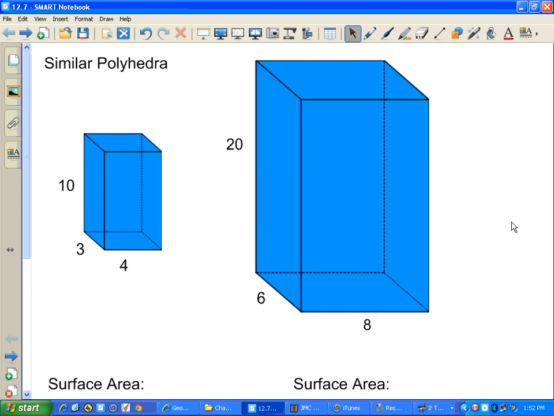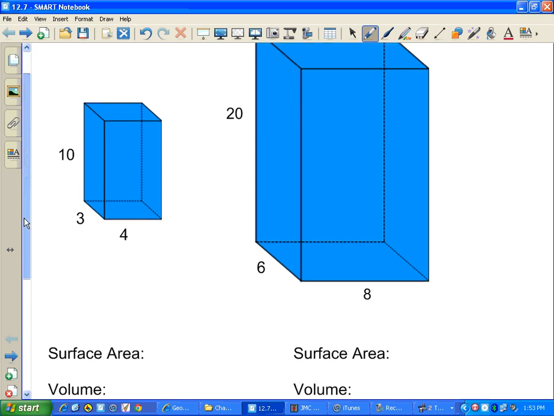For our last section, we're going to be looking at similar polyhedra. This will be similar to what we did in the last section of chapter 11, when we compared similar polygons. And if you remember what we did there, this will kind of flow naturally from that. So we've got these two similar polyhedra. Okay, these are both rectangular prisms.